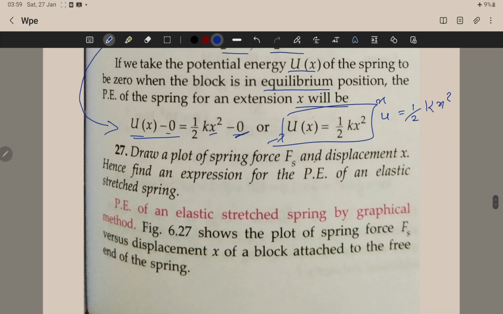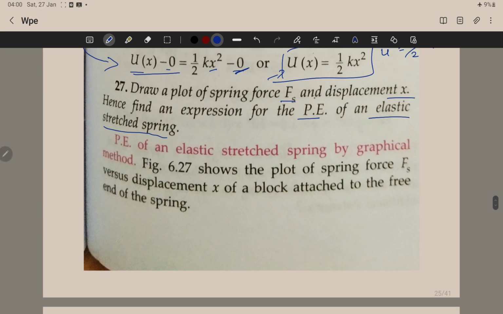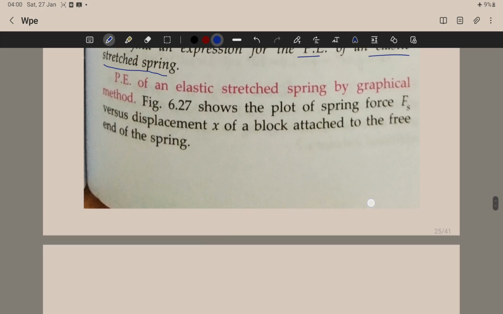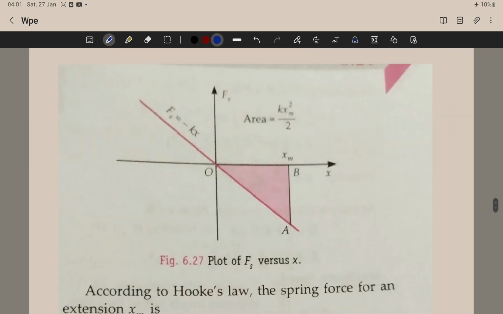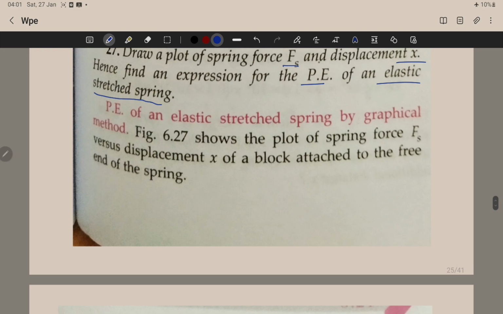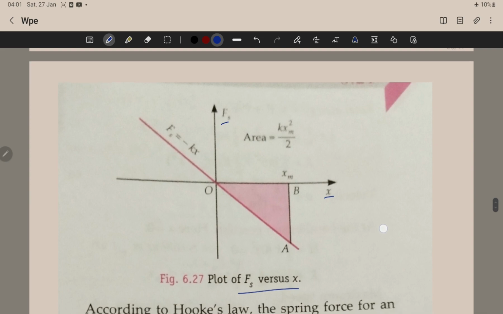Now the next question is to draw a plot of the spring force Fs and the displacement x. We want to draw this plot and hence find the expression for the potential energy of an elastically stretched spring by a graphical method. Now we have to prove this by a graphical method. So here we draw a plot of the spring force and the displacement, to find the spring force versus x plot, and we want to show the potential energy. So we know potential energy is what?